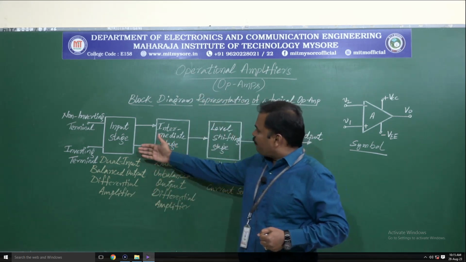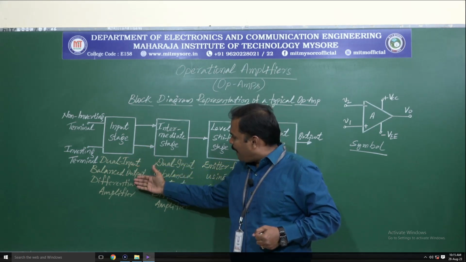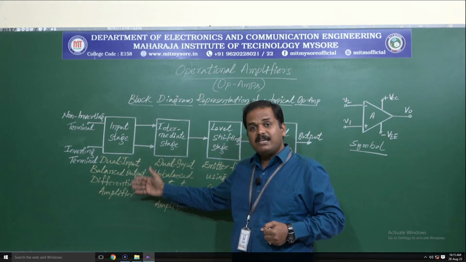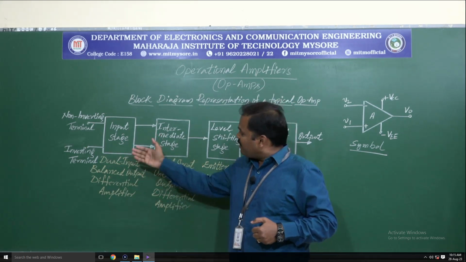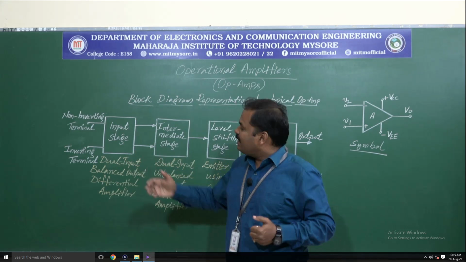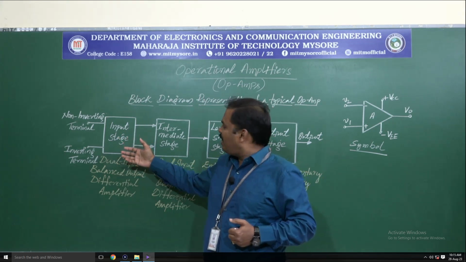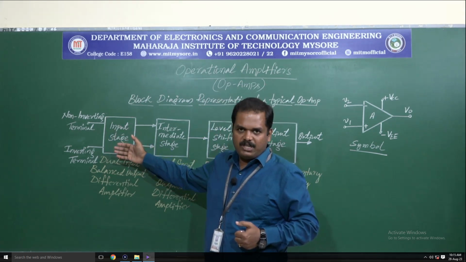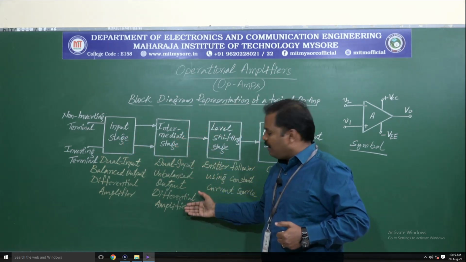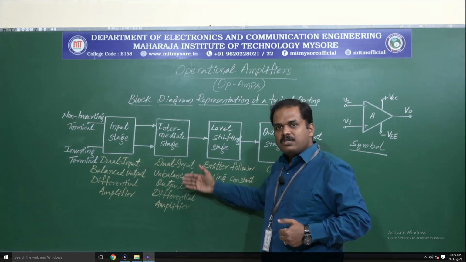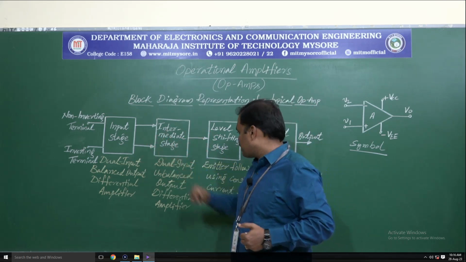The first stage is an input stage, which is made up of a dual input balanced output differential amplifier. This stage looks after the input resistance that the op-amp needs to provide, and most of the voltage gain will be provided by the input stage. This is followed by an intermediate stage, which is once again a differential amplifier. This boosts the voltage gain of the op-amp after the first stage.